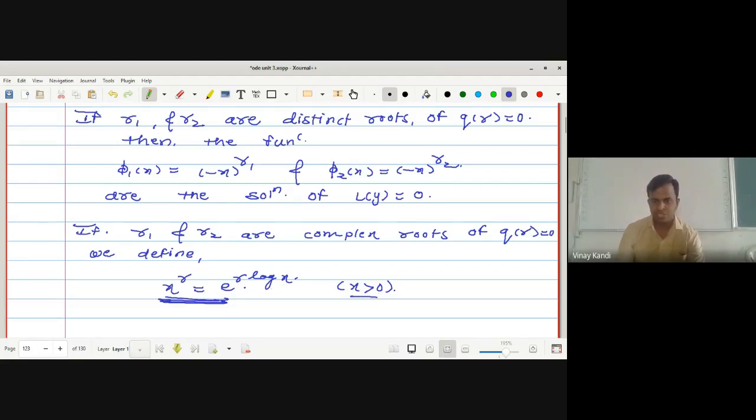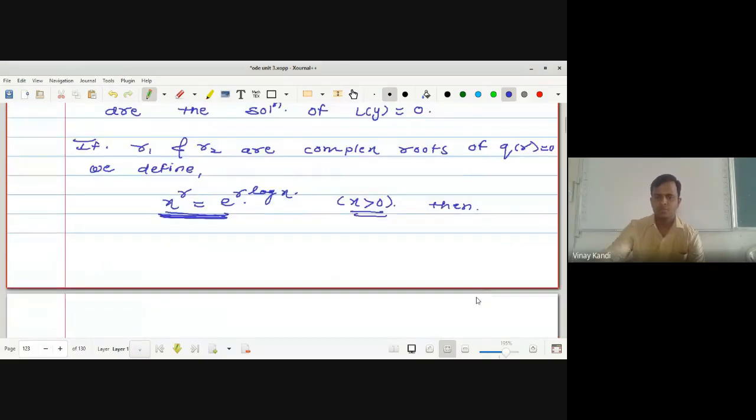Okay, so for x greater than 0. Why x greater than 0? Because your x cannot be negative, log of a negative number does not exist. Okay, so x raised to r dash, what is the value of this one? E raised to r log x, bracket dash. So here we get r into log x.